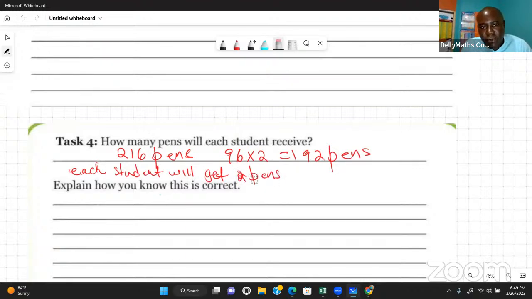And that's the reality. The moment they said equal, I can't do anything else because I won't be able to divide the remainder. If you look at the remainder, it's 216 minus 192. There will be about 24 pens left. And I cannot share up 24 pens for 96 students. So yes, we have leftover. That's fine. But we are focusing on equality and how many they would get when it is shared up equally. 2 pens each they will get.